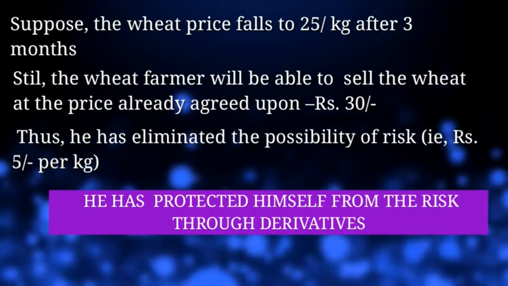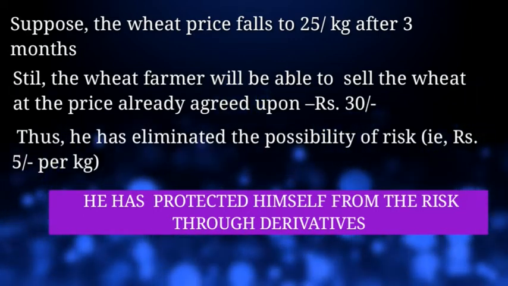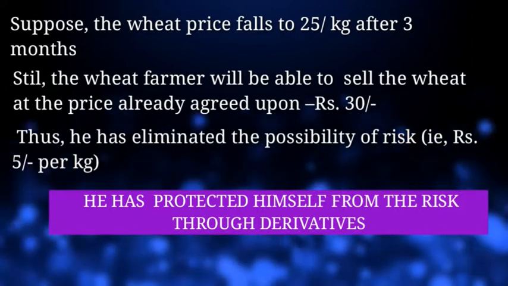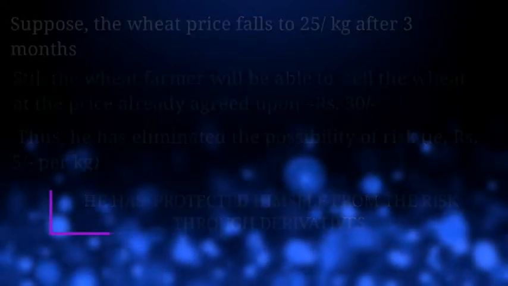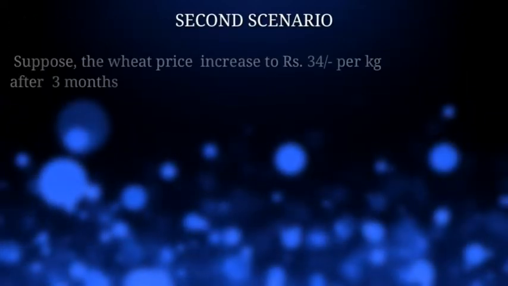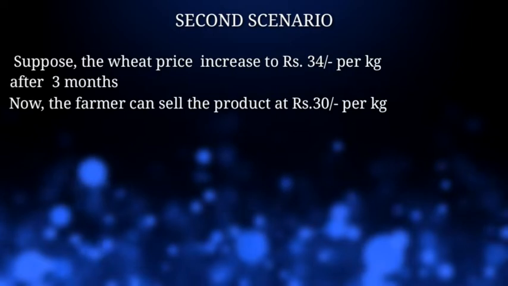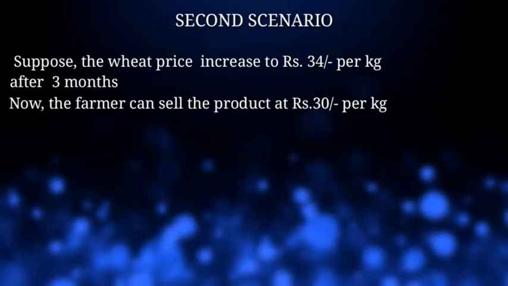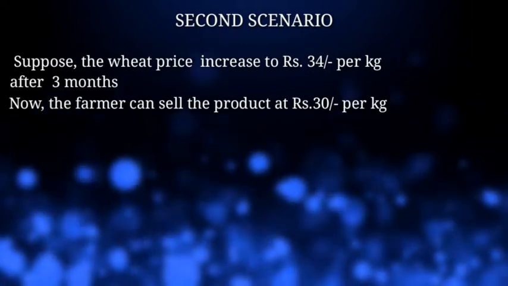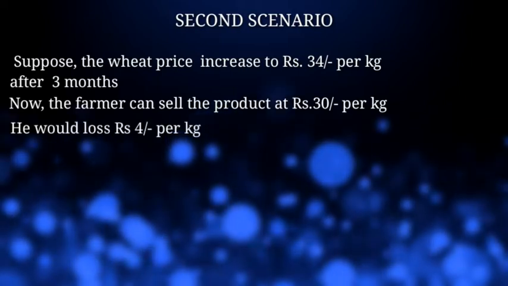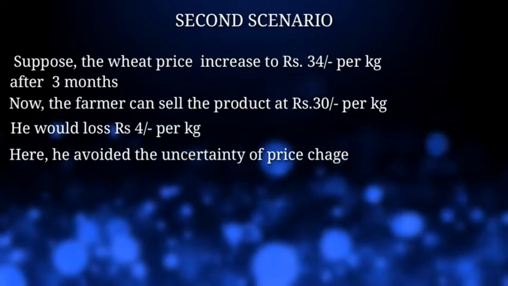If he had not entered into the derivative contract, he would have been forced to sell the produce at a price of rupees 25 per kilogram. In that case, definitely he will incur a loss of rupees 5 per kg. Okay. Now, consider second scenario. Suppose the wheat price increases to rupees 34 per kilogram after 3 months. Now the farmer sells the produce at rupees 30 per kilogram. If he had not entered into the derivative contract, he would have been able to sell the produce at rupees 34 per kilogram. Okay. In this case, he would lose rupees 4 per kilogram. But he avoided the uncertainty of price. Okay, uncertainty of price change.